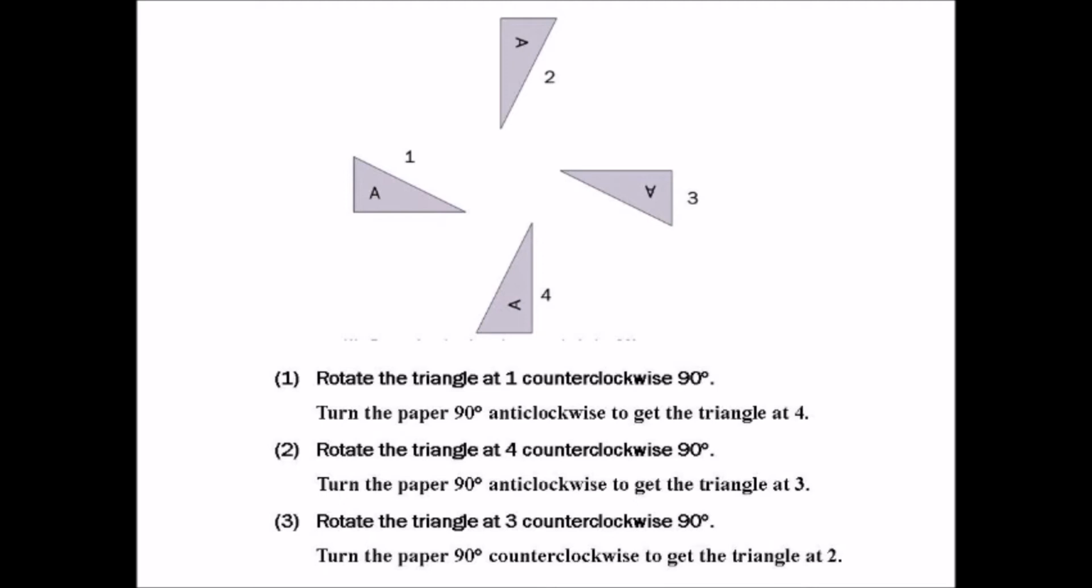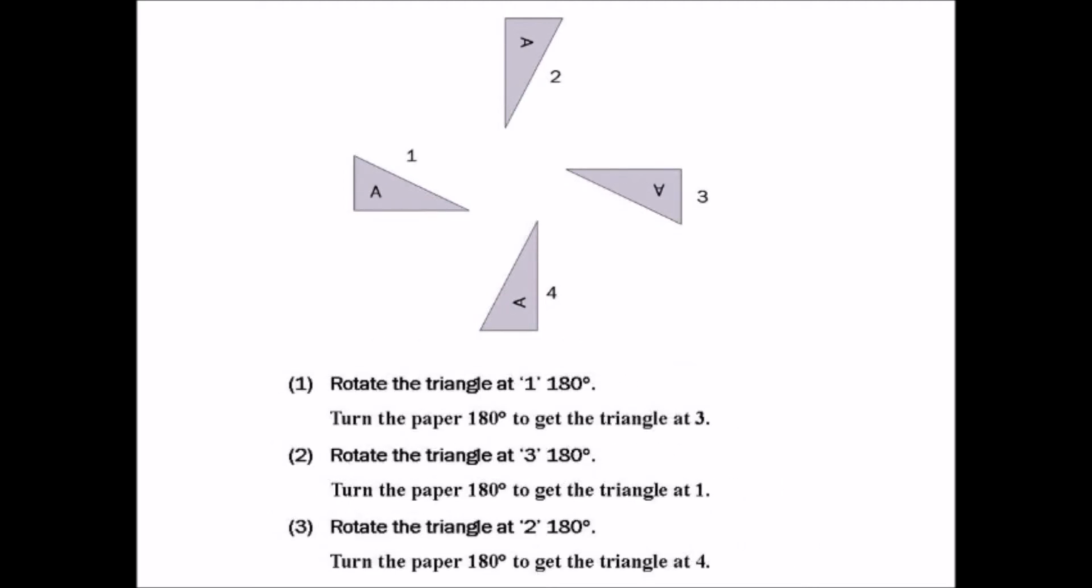Okay, turn the paper back, rotate the triangle at 4 counterclockwise, and you'd get the triangle at 3. Turn the paper back, rotate the triangle at 3 counterclockwise, going to the left, and you get a triangle at 2. So once you're able to rotate the paper, you can get what you need.